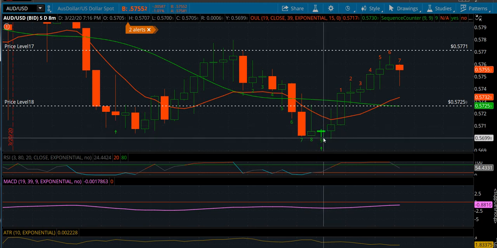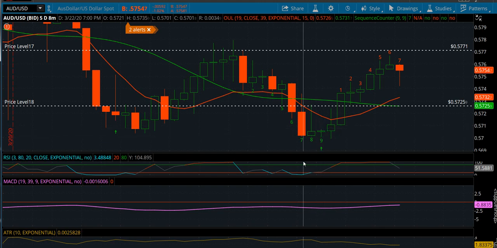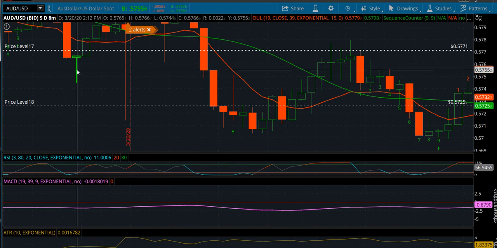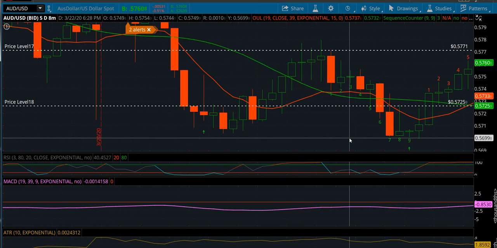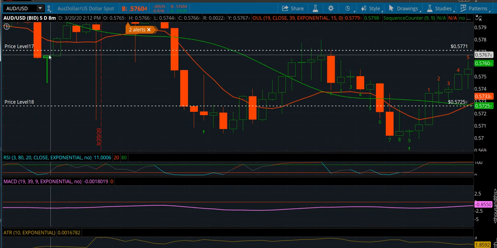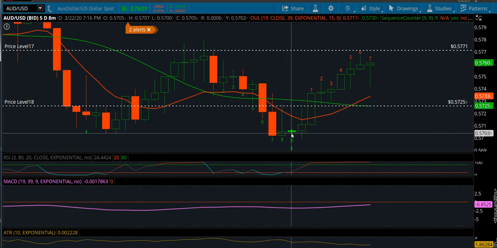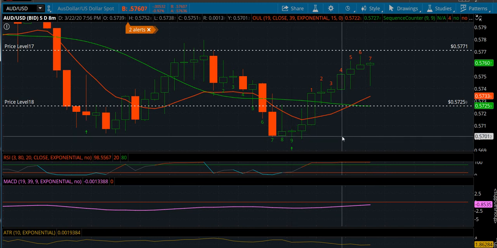this can be considered a hammer, but you see the little tail at the top? I don't like that. I like solid hammers. That's a solid hammer right there. Okay? Because there's no tail at the top of it. It's a clean hammer. That's what I like, because what they did was they pushed price up and they closed it a little bit lower. Okay.